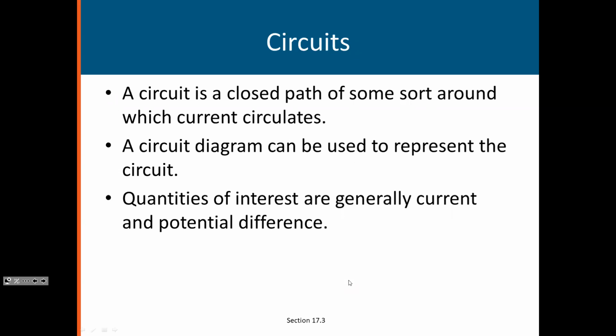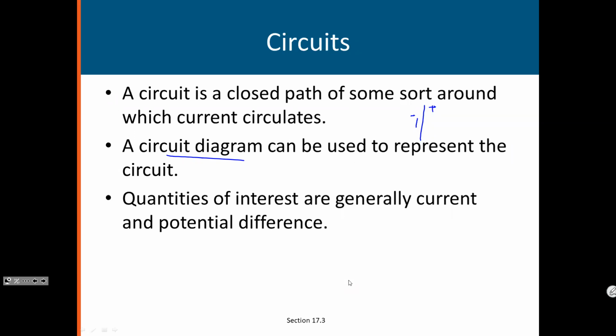A circuit diagram can be used to represent the circuit. You don't have to actually draw a battery and so on. We have symbols for these circuit elements. A battery is represented by two lines, one short and one large. The short line is the negative, the large line is the positive. So we can use these symbols to represent a circuit diagram.